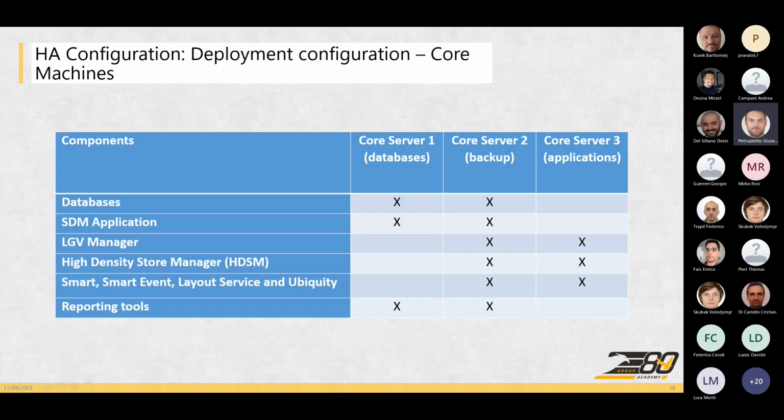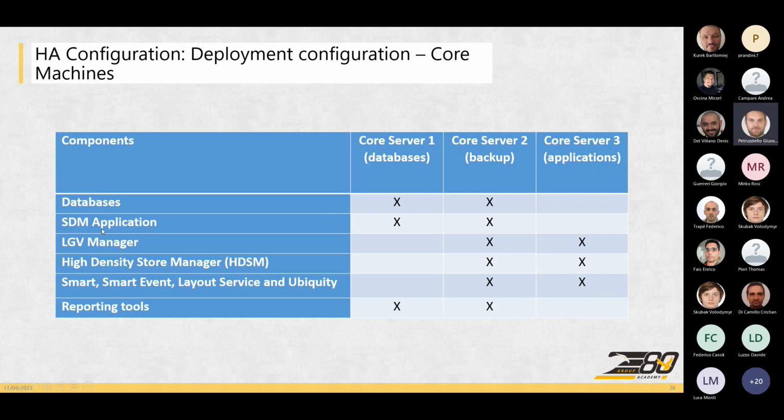Okay, let's move to the core machines and the distribution of the components on the machines. So we have the databases. If you remember, we have different types of databases: SDM, LGV manager, and HDSM, security, client configuration. All of these databases are distributed on core machine 1, the primary machine, and core server 2, used especially for backup.